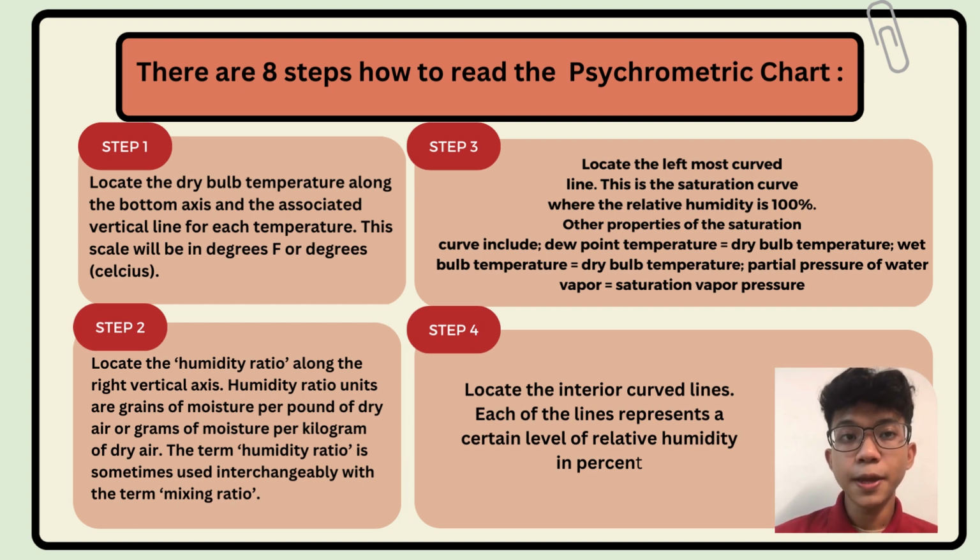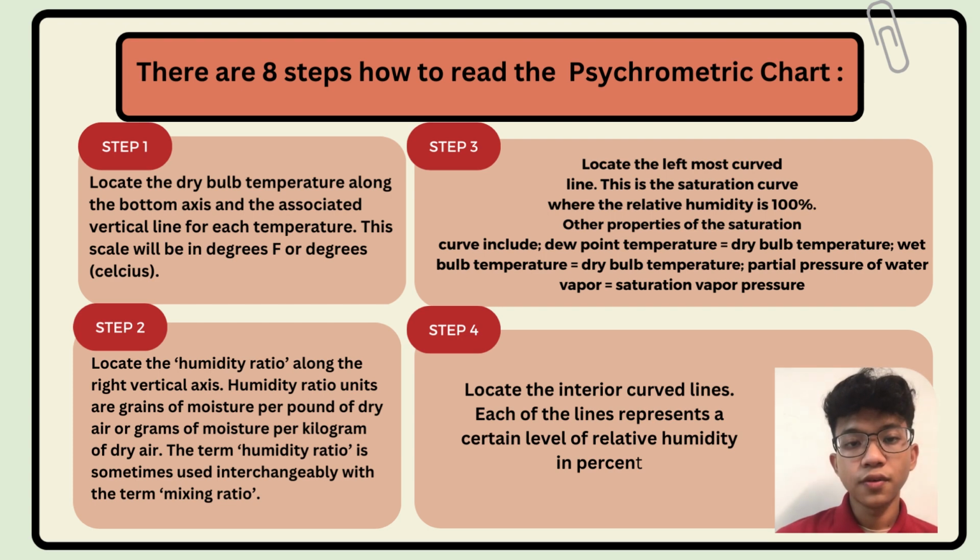Next, step 3, locate the leftmost curved line. This is the saturation curve where the relative humidity is 100%. Other properties of the saturation curve include dew point temperature equals dry bulb temperature, wet bulb temperature equals dry bulb temperature, and partial pressure of water vapor equals saturation vapor pressure.